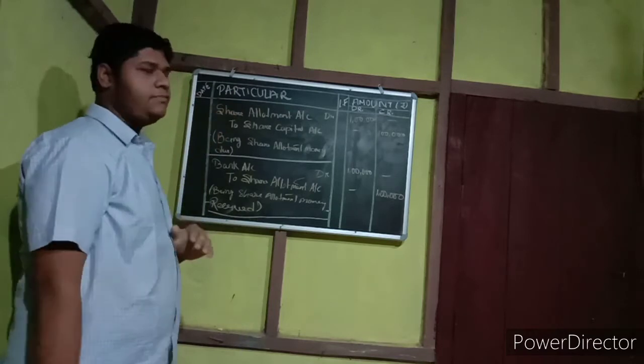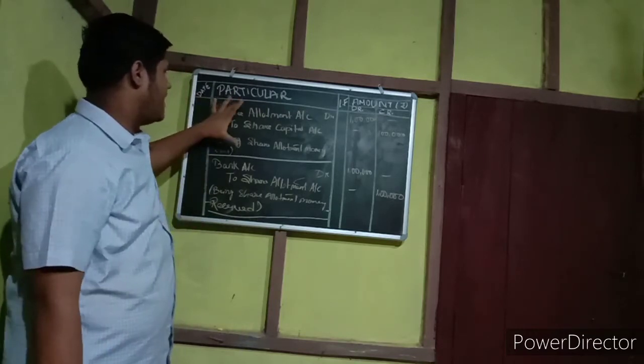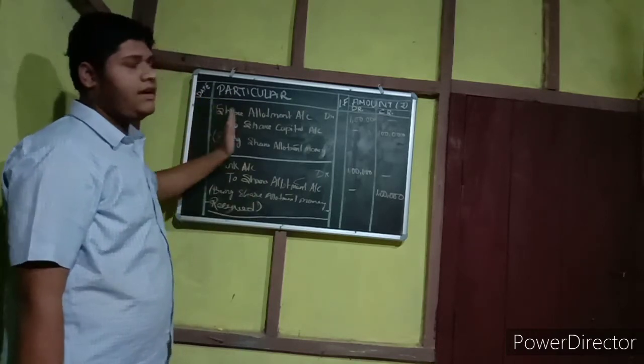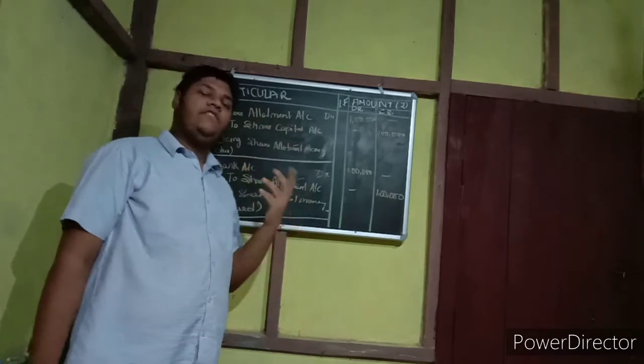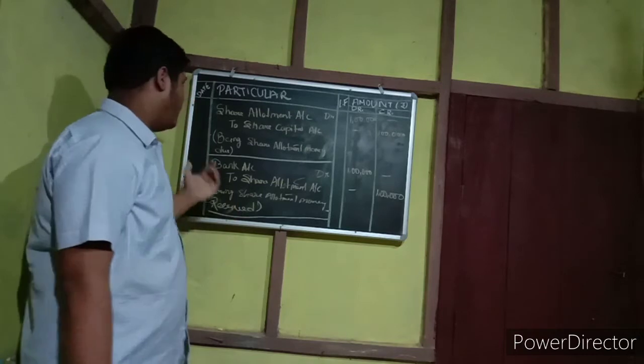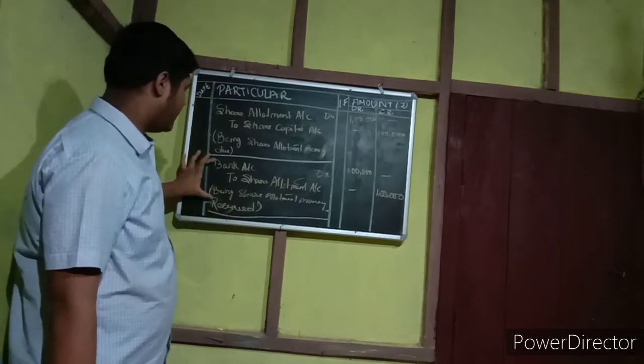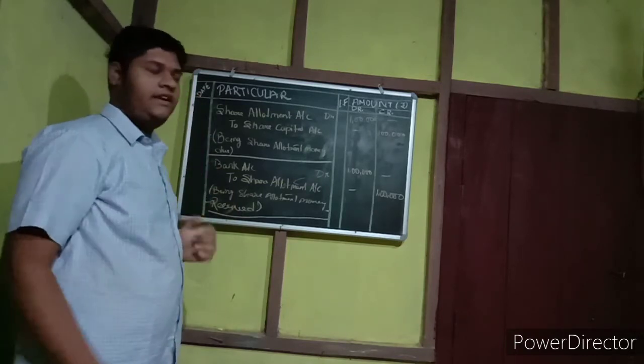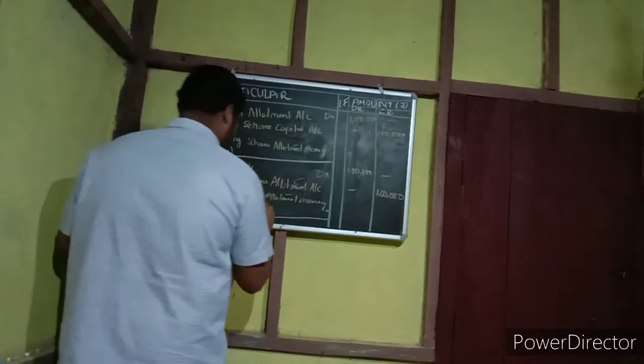So this is the easiest part. If you know this allotment entry, you can solve allotment, first call, second call, even final call. But you only have to focus on the application entry, where at first we write the bank entry, then the share capital entry. So this is from allotment.